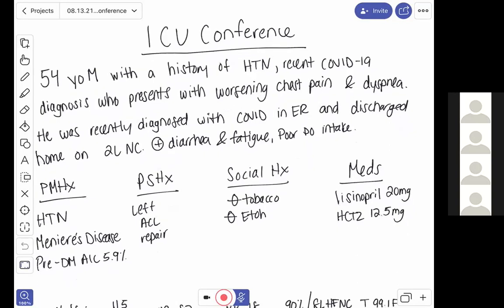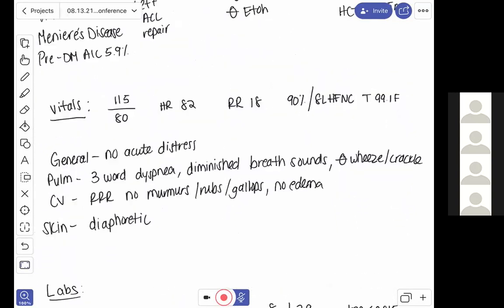Okay, I'm gonna give you his vitals. So blood pressure looks okay, heart rate looks okay. He is 90% on 8 liters of high flow nasal cannula with a temperature of 99.1. An abbreviated exam, no acute distress. He's got 3-word dyspnea. He's got diminished breath sounds, no wheezing, no crackles, regular rate and rhythm, no murmurs, no edema. He's well perfused and he's diaphoretic.